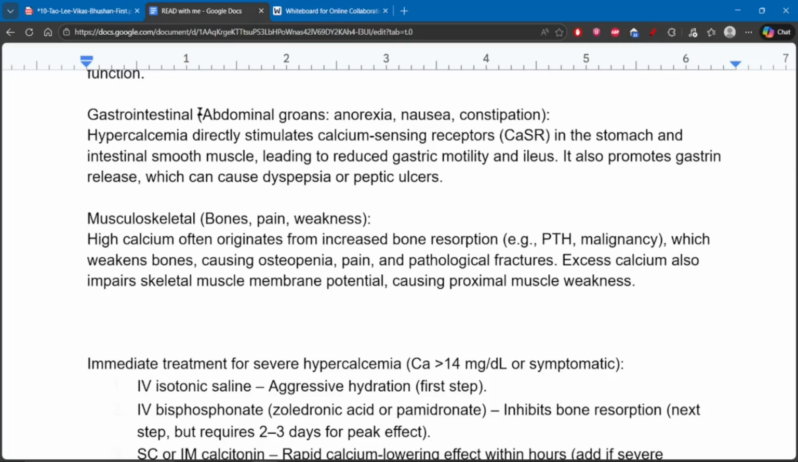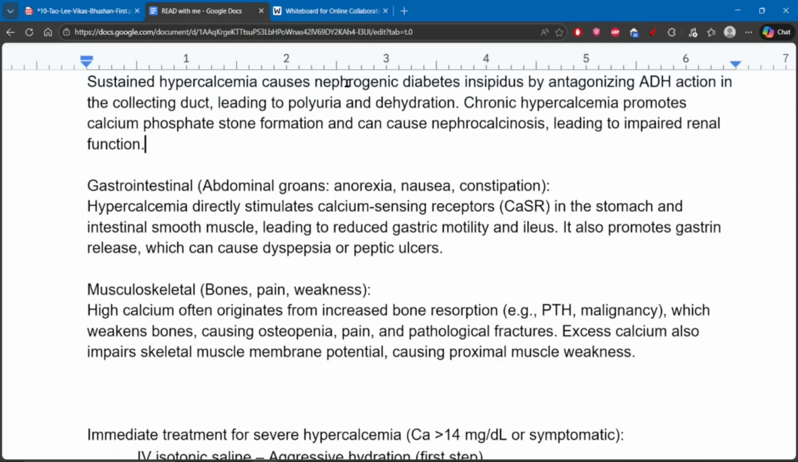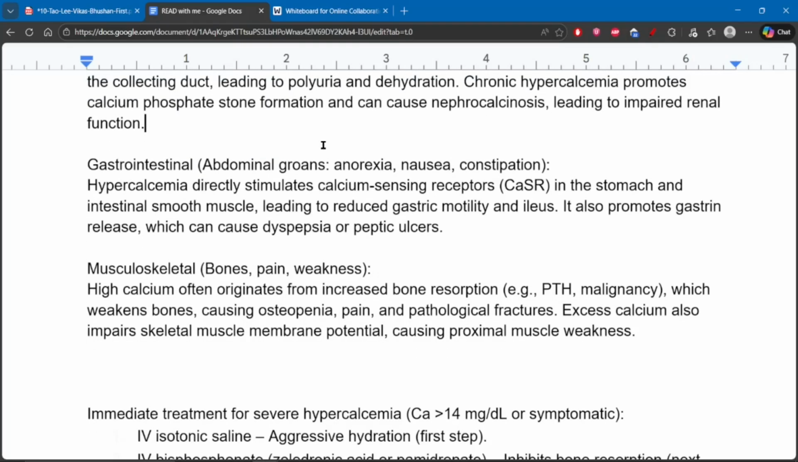Gastrointestinal: abdominal groans, right? This basically means anorexia, nausea, constipation. What happens is hypercalcemia directly stimulates the calcium sensing receptors in the stomach and intestinal smooth muscle, leading to reduced gastric motility and ileus, which can cause constipation. It also promotes gastrin release, which can cause dyspepsia or peptic ulcers.